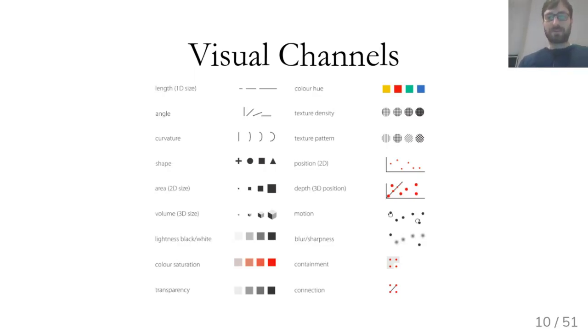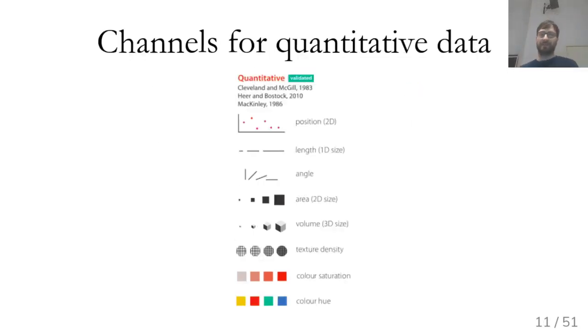One thing that you should keep in mind is, in particular for quantitative data, meaning continuous data, there's a pretty clear hierarchy of these. There have been several works that study how human perception works and what things work well. So position is by far the strongest cue. Comparing the position of things is much easier than comparing anything else.